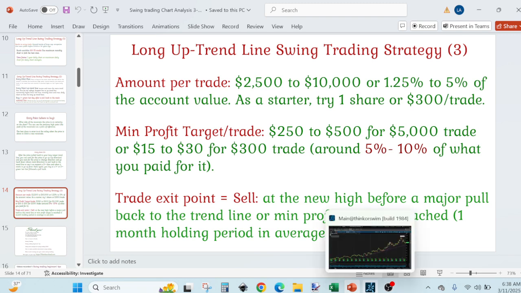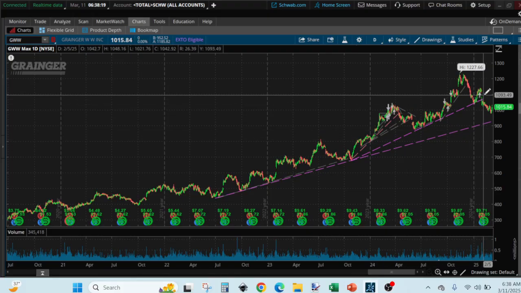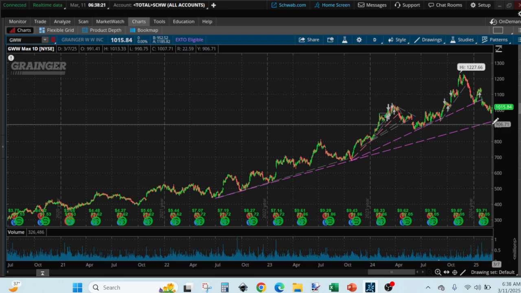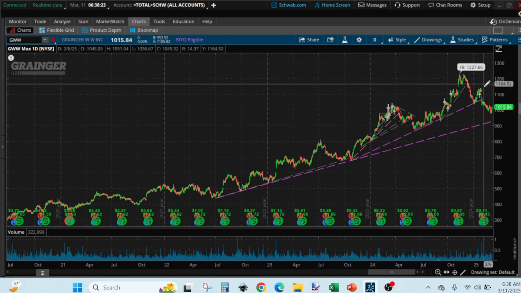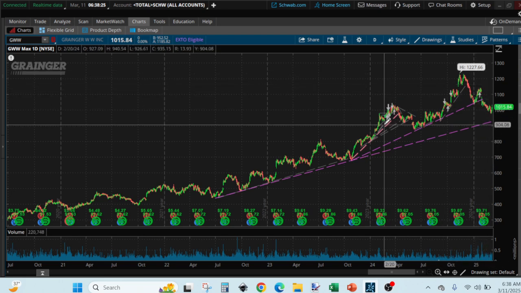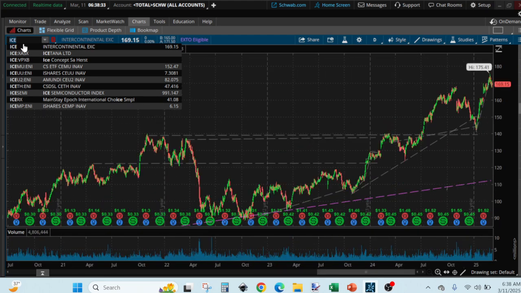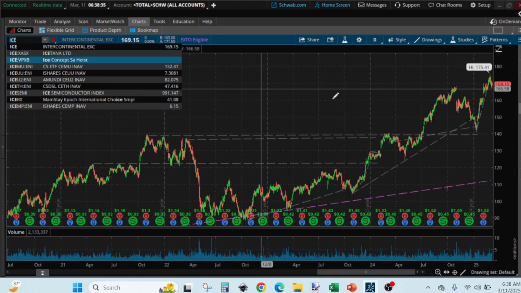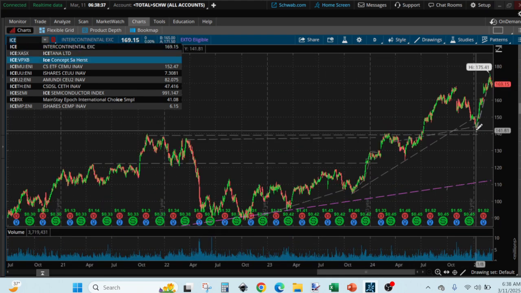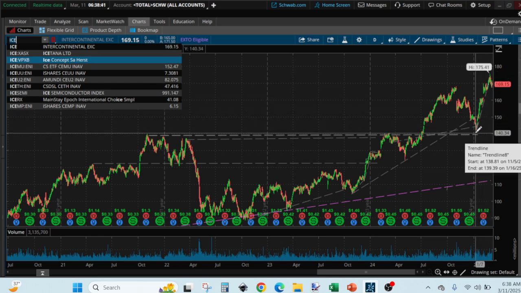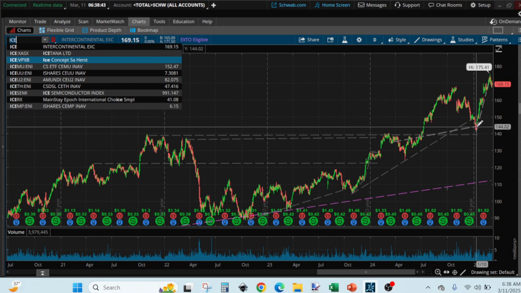With some of those stocks, there was like a $20 difference from one point to the other. Now all of them are over $1,000. Some of them are less than $100, and some of them are over $100. And this one is 169, for instance. From this point to where it is right now is more than a $20 difference.